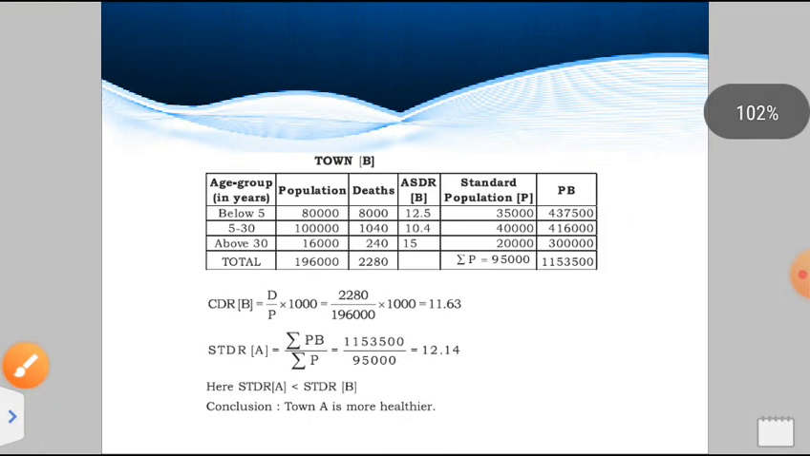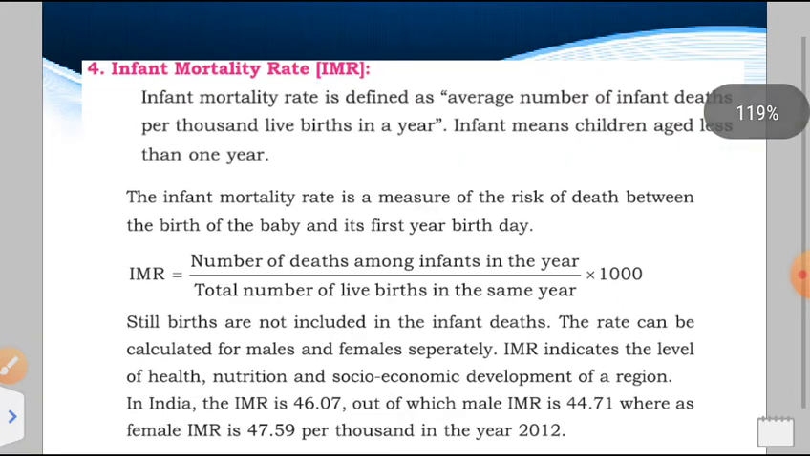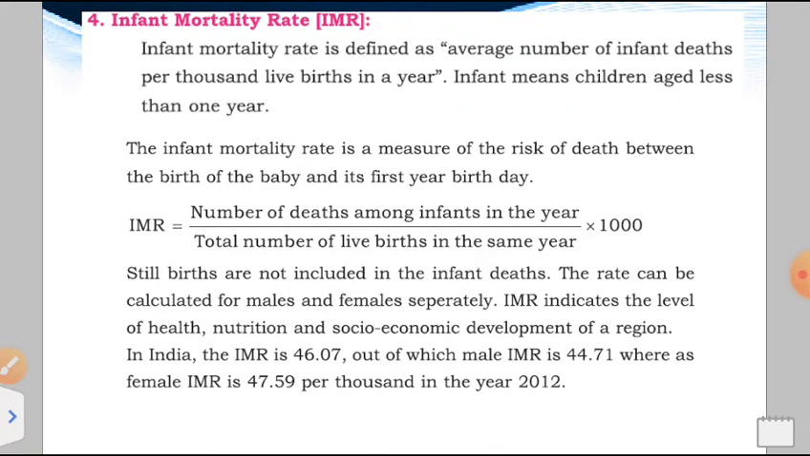Correct. So this is the change we have learned in the last two slides. Now the last topic in this mortality is infant mortality rate. Till now we have learned about the CDR, crude death rate, ASDR, age specific death rate, and standard death rate. This is the fourth one, the infant mortality rate. Now what is infant? We know infant means the children less than 1 year. They are called infants.